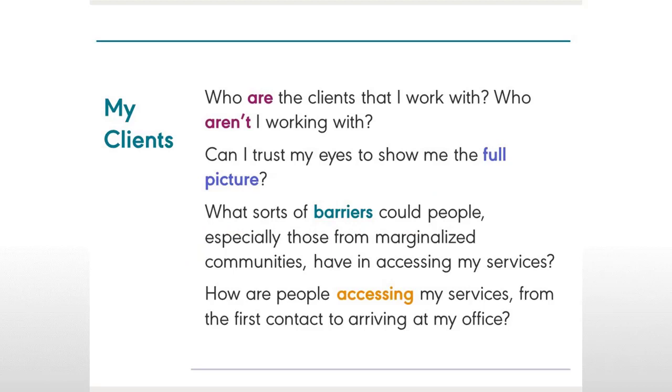The examples in this micro course look at systemic and institutional bias and inequity. This is the first example. Who are the clients I work with? Who aren't I working with? Can I trust my powers of observation to show me the full picture? What sort of barriers could people, especially those from marginalized communities, have in accessing my services? How are people accessing my services from the first contact to arriving at my office?